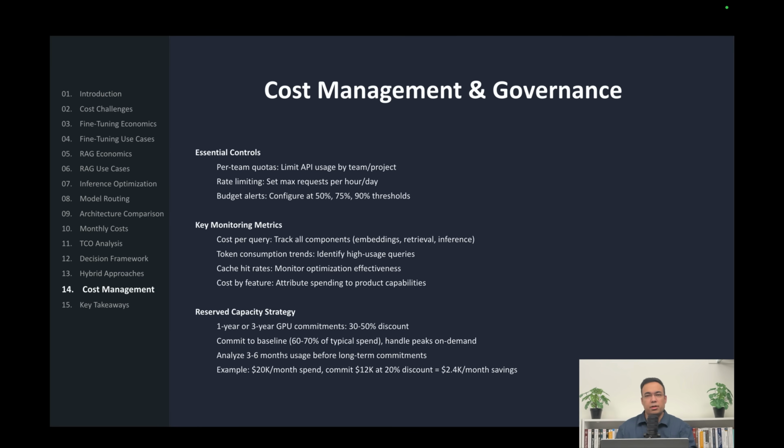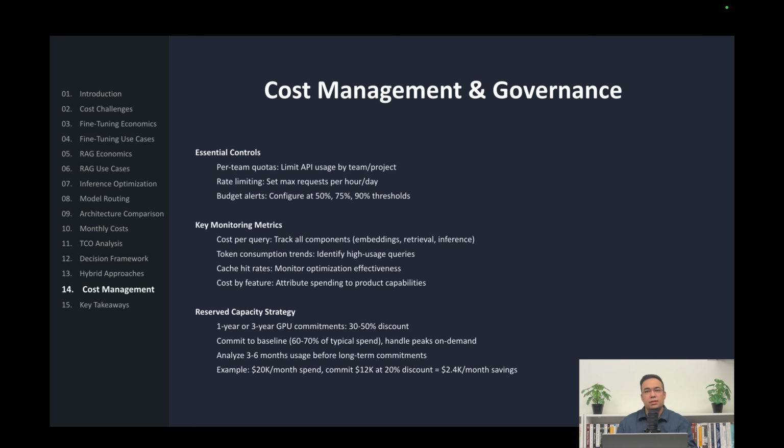For key monitoring metrics, the first is cost per query. Track the average cost including all components: embedding, retrieval, and inference. This is fundamental unit economics. The second is token consumption trends. Identify queries with unusually high token usage because these are opportunities for optimization. If you're seeing a 10,000 token prompt regularly, something's probably wrong with your prompt engineering.